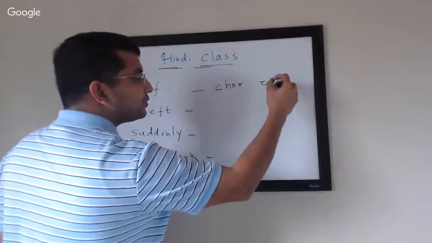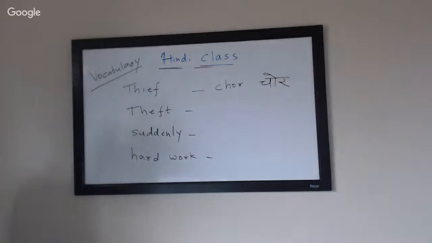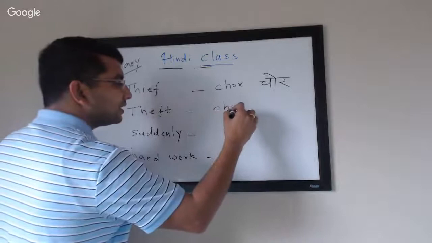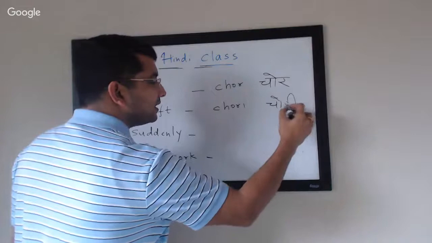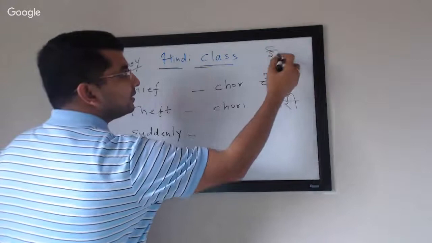The way you write it, you will have a ch with o and then the r. Second one is theft. Similar, chori. This is the act of stealing something. So it's chor, but with an e added, and that translates into the matra, chori.